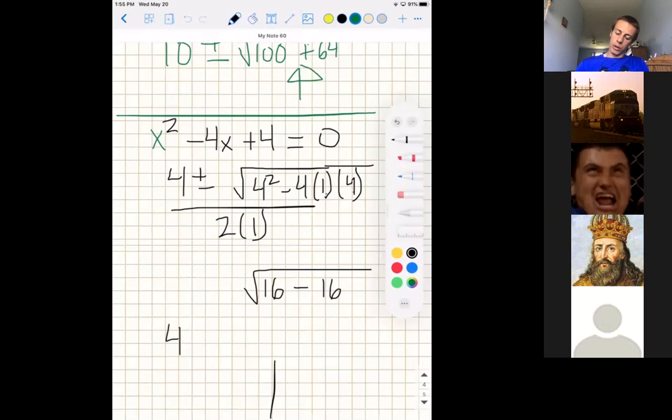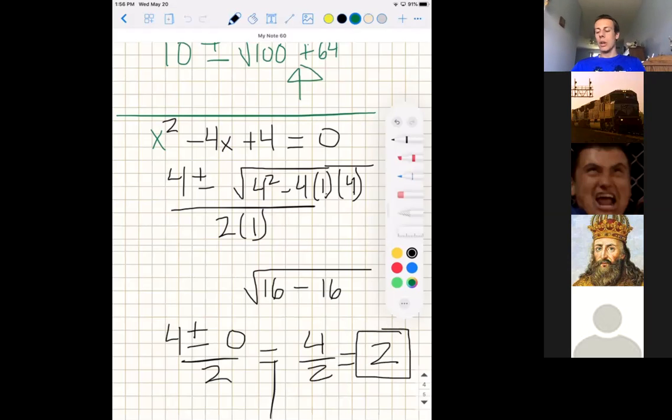So we really have 4 plus or minus 0 over 2. Well, 4 plus 0 is 4, and 4 minus 0 is 4, so we're left with 4 over 2, or 2. Your final answer would be x equals 2. Notice, when we got 0 underneath this radical, we ended up with one solution. Anytime you get 0 under the radical, you have one solution. If you end up with a positive under the radical, you get two solutions. And if we got a negative under the radical, we'd have no real solutions.